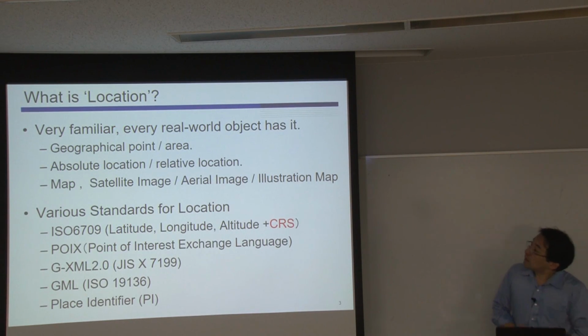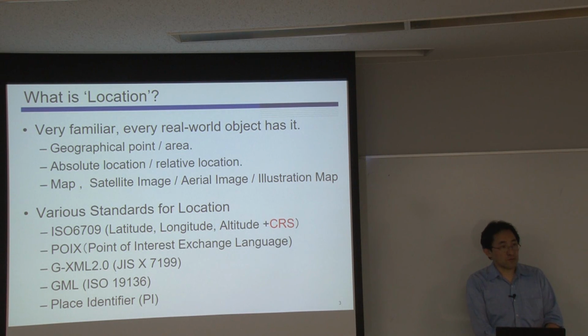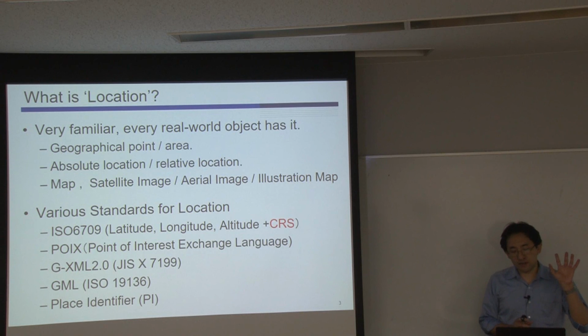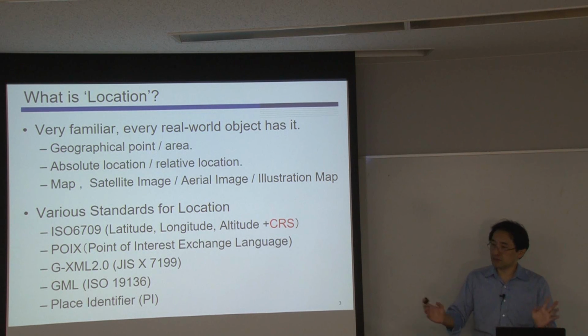Okay, so what is location? Of course you know about location or position. So it's very familiar, and also every object in the real world has a location somewhere. And we can say it's a geographical point, and maybe it's not only a point, but maybe an area. And we can say absolute location, like x-axis, y-axis, and also relative location, so close to me, or west, south, north, like that.